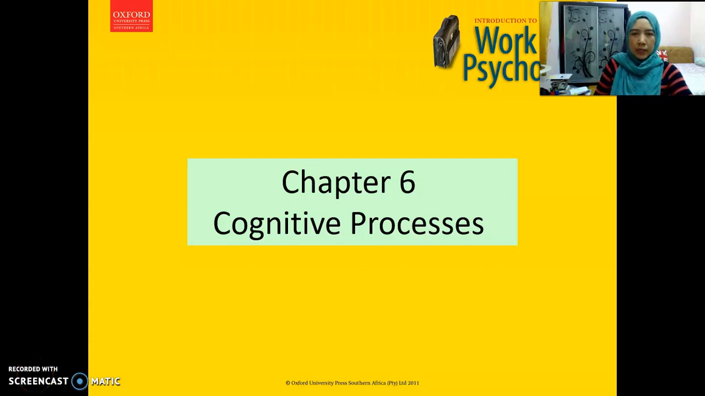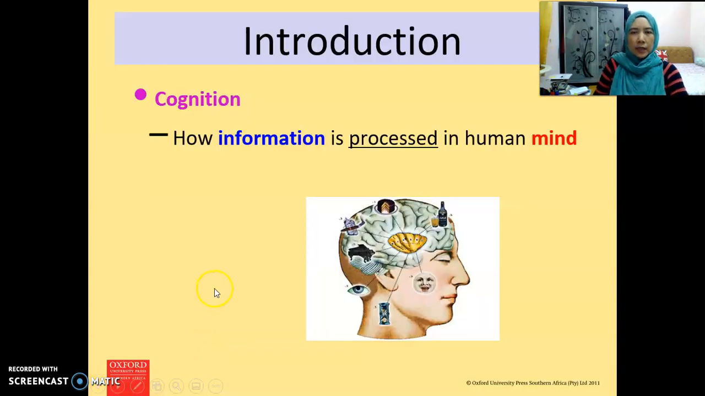We're going to start with chapter 6, cognitive process. So first is the definitions of cognitions. Cognitive comes from the word cognitions. So cognition is about how information is processed in the human mind, as you can see in the pictures that I put here. So cognition is referring to the information that's processed by the human mind.